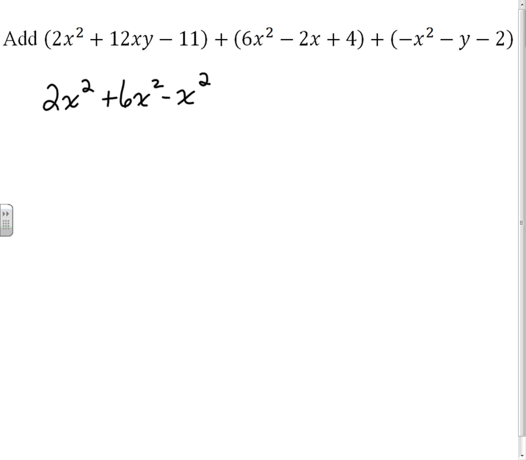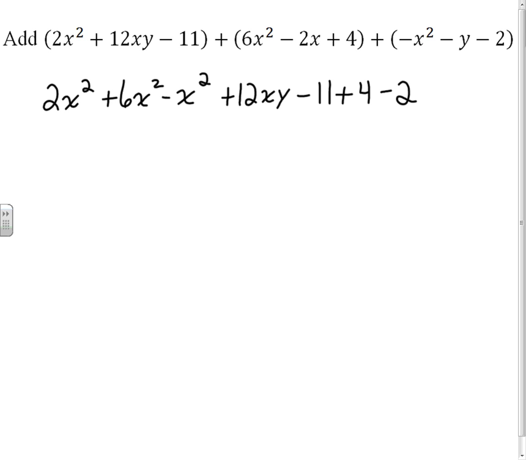Now we'll look at the next one, which says plus 12xy. I'm talking about the next term in the first polynomial, and we look to the other polynomials. There are no xy's, so that's done. Now we can look at the negative 11 and we look for any constants. So we have a plus 4 and a minus 2.